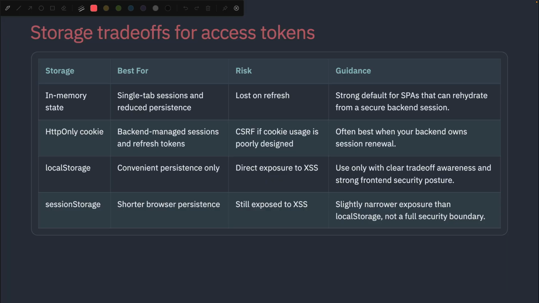So where do we need to save those access tokens on the front end side? Well, usually in memory state is really good. So single tab sessions that reduce persistence. It will be lost whenever you refresh the page. And it's pretty much the standard for a single page application like the one that we're doing right now. So it's really, really cool. It can be redirected from a secure backend session.